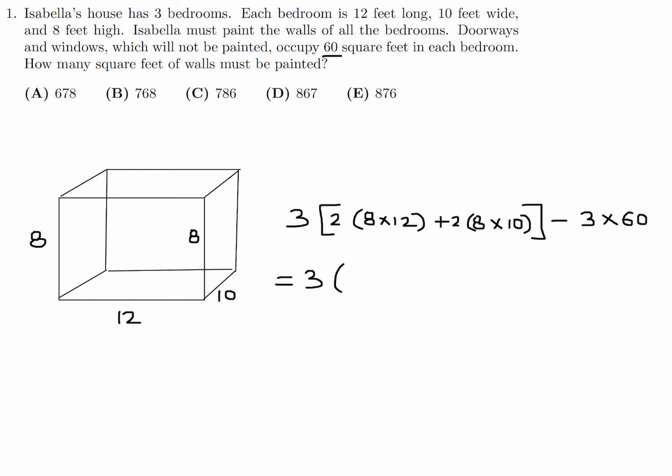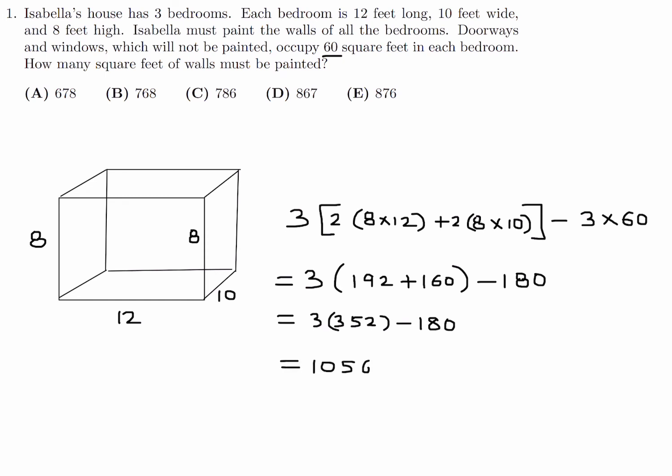This is going to be 3 times 192 plus 160 minus 180. And this is 3 times 352 minus 180. And that is 1056 minus 180 for a final answer of 876. So number 1, the answer is E.